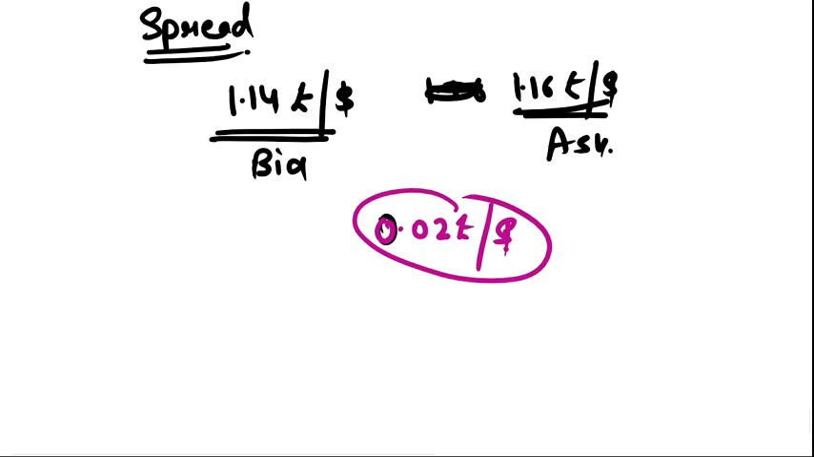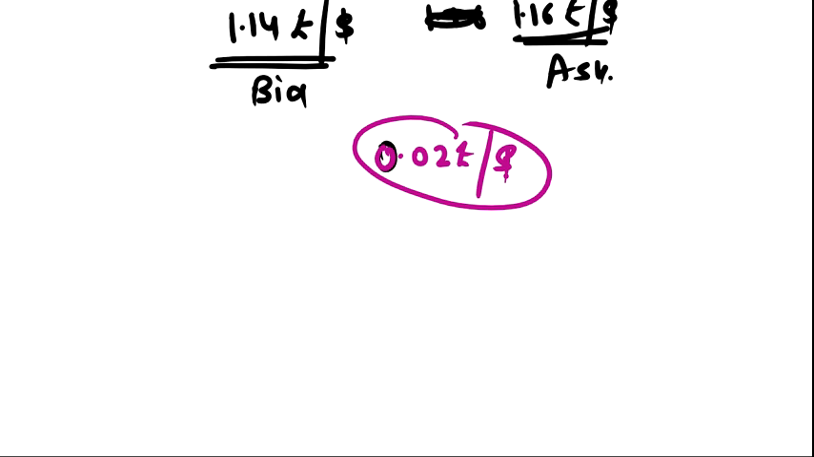Clear? Now the spread depends upon many factors. Means if I tell you a dealer has a good relationship with a particular customer. He's holding FDs, his current account, savings account, he has a good investment in the bank. In that scenario, the spread is going to be lower for that particular client.